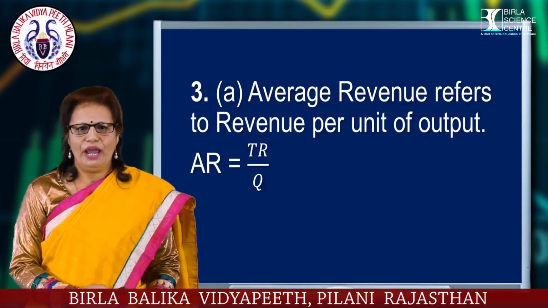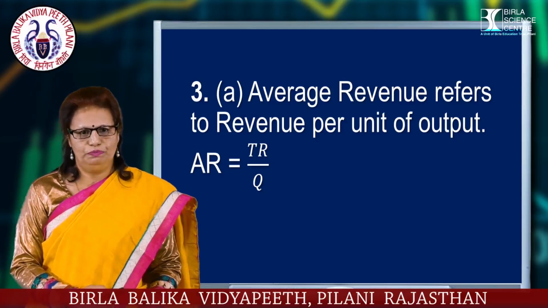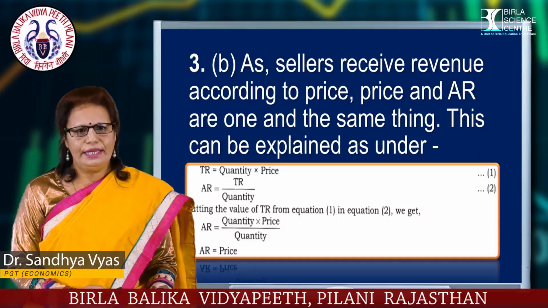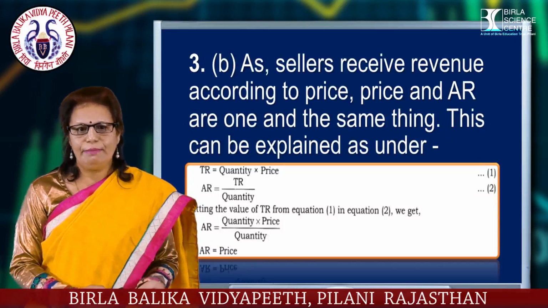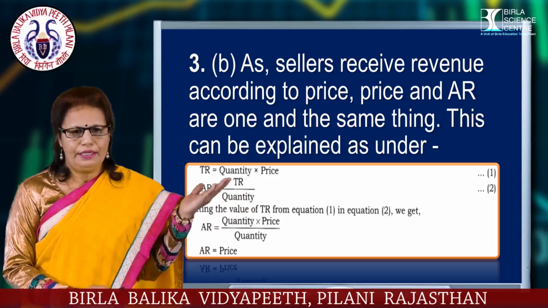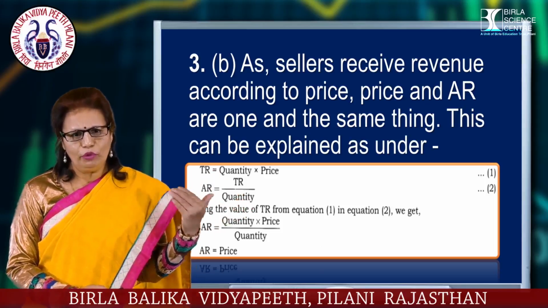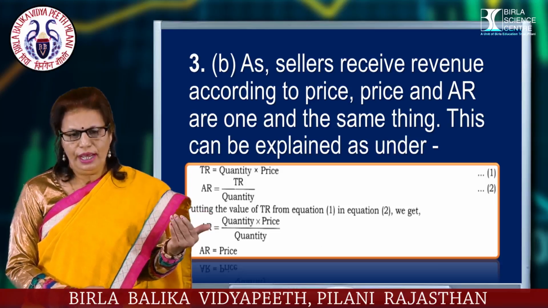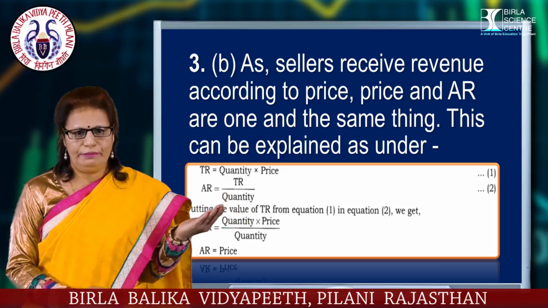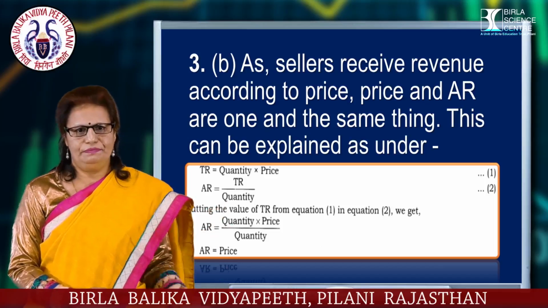Average revenue refers to average per unit of output and the formula is TR upon Q. As the seller receives revenue according to price, price and AR are one and the same thing. This can be explained as under: TR is quantity into price, and AR is TR divided by quantity. Now if we put the values of TR from equation 1 into equation 2, we get AR is equal to quantity into price divided by quantity, and that is why AR is equal to price.